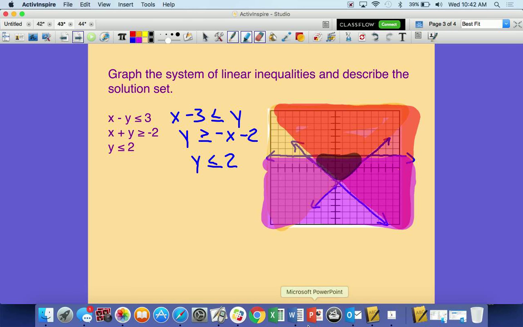Okay? And that, everything inside that triangle and on the line would be a solution to that problem. Okay? Your graph is your solution here. Alright, so that would be our solution. We need to make sure that is on the graph to be able to show what the solution set is.